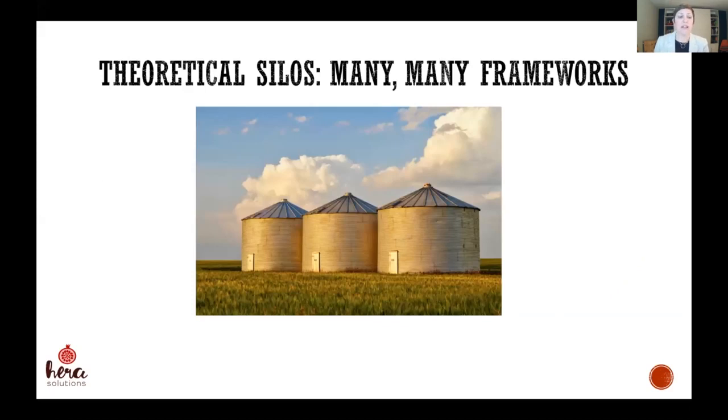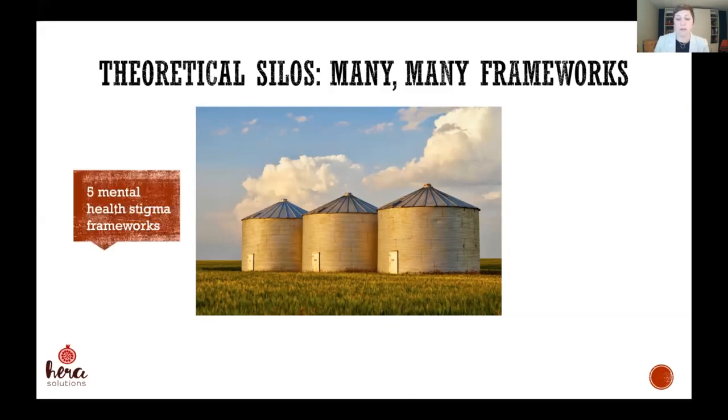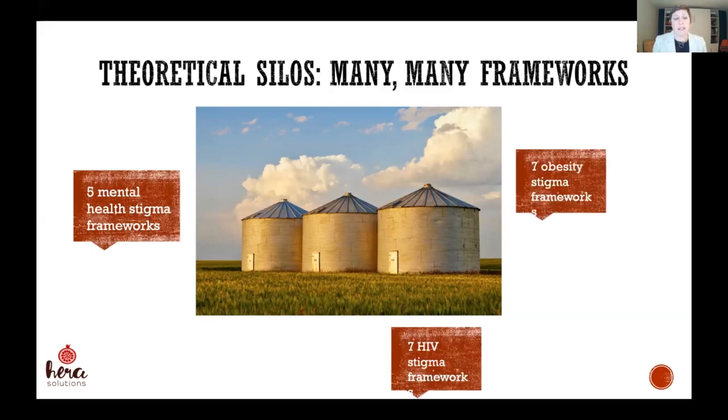So researchers studying health-related stigma have tended to focus quite narrowly on specific disease or health conditions. This approach has led to theoretical silos, despite the fact that the stigmatization process is fairly similar across health conditions and contexts. For example, there are currently 5 mental health stigma frameworks, 7 HIV stigma frameworks, and 7 obesity stigma frameworks. Health stigma frameworks are typically specific to one health condition, and they tend to concentrate on psychological pathways among individuals. Few explore the social and structural pathways leading to stigma.